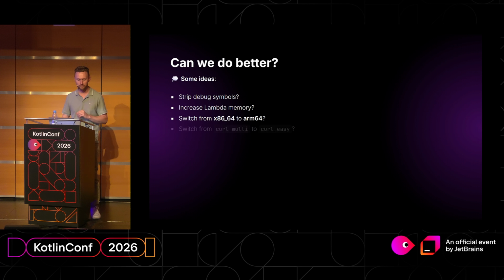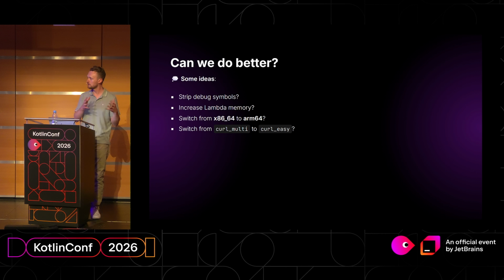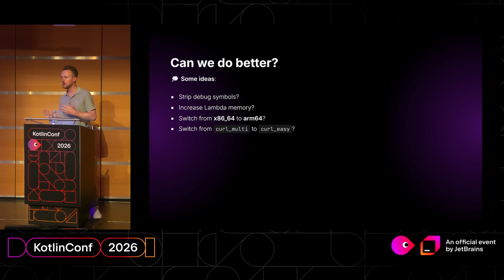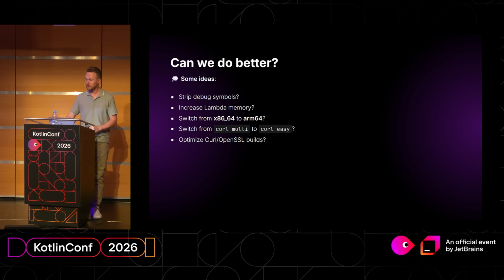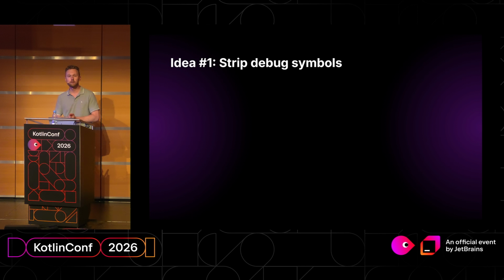Might be worth trying. I mentioned earlier that I took that curl multi HTTP client as my default engine. Maybe the easy engine is actually more performant. I don't know. Let's find out. And then lastly, can I do any optimizations of my C library dependencies of curl and OpenSSL? Can I tweak how they're compiled or what options they're compiled with to get them even more performant? So with that, I decided to work on my first idea, which was stripping debug symbols.